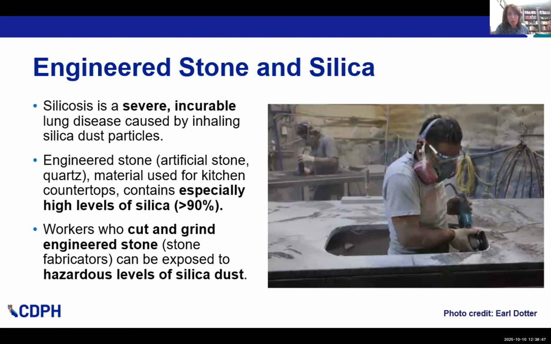So as I described earlier, silicosis is a severe and incurable lung disease, and it's caused by inhaling silica dust particles. And this engineered stone material used for kitchen countertops, bathroom countertops, typically contains more than 90% silica. And so that means that the workers who cut and grind this material, who are called stone fabricators, can be exposed to very hazardous levels of silica dust. And I think this picture captures just how dusty it can be in these shops.